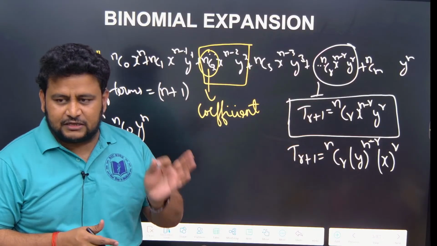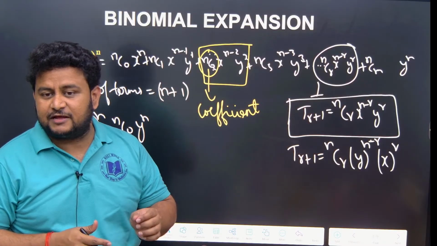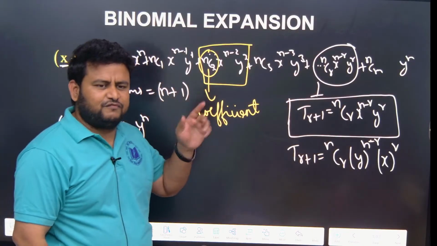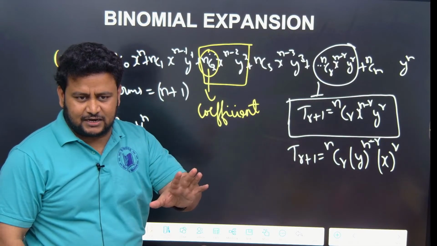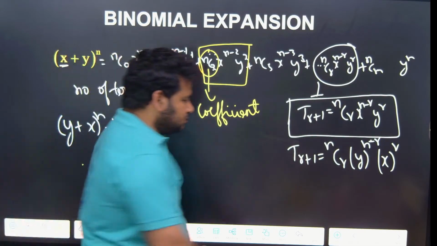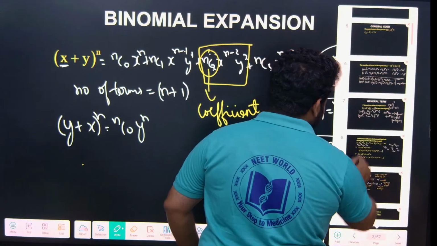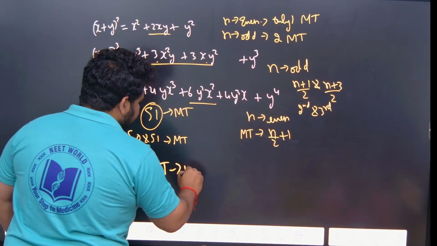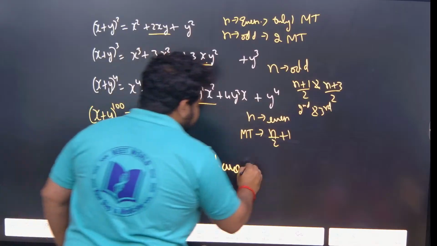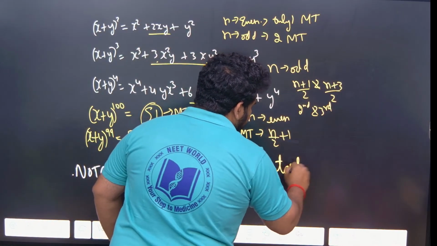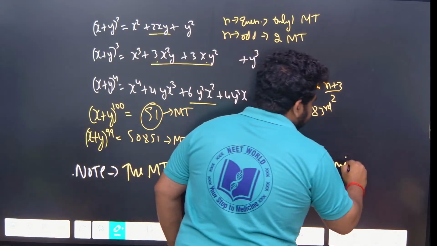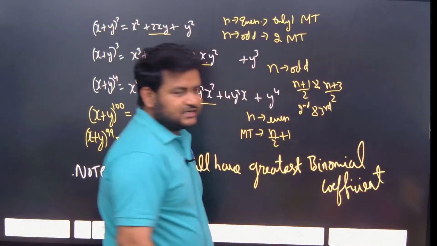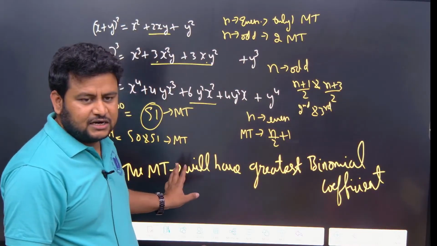Understanding? They will be the greatest binomial coefficient, but not the term. The greatest term is different. How to find the greatest term? That is also there. Whenever you find the middle term, the coefficient you get for it will be the greatest binomial coefficient. So please make a note of it: the middle term will have the greatest binomial coefficient. Clear?